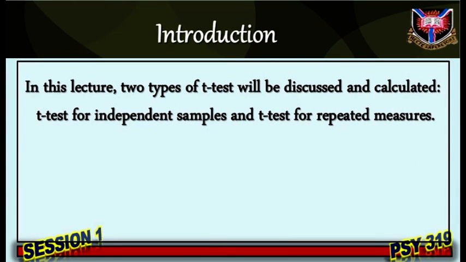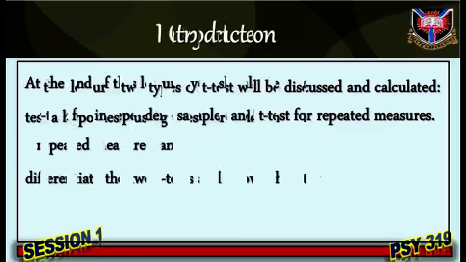Introduction. In this study section, you will be introduced to another statistical method in psychology that is used for group comparison. Two types of t-tests will be discussed and calculated in this study section. The two types of t-tests are t-tests for independent samples and t-tests for repeated measures.